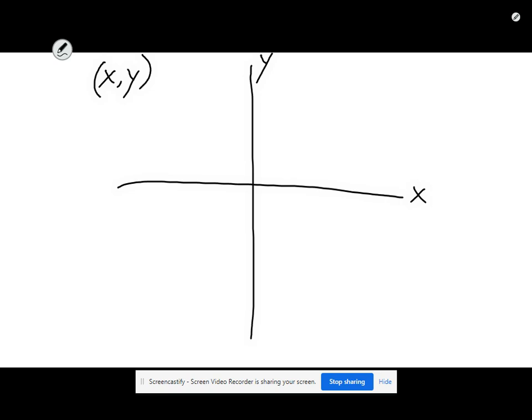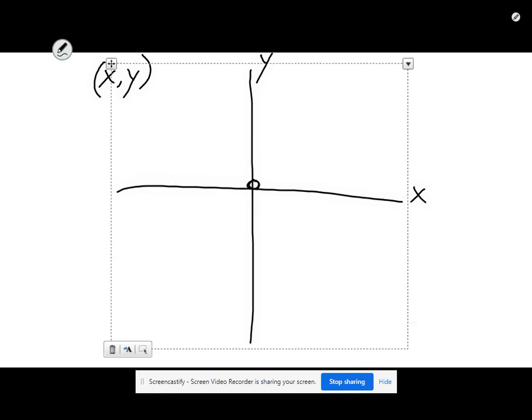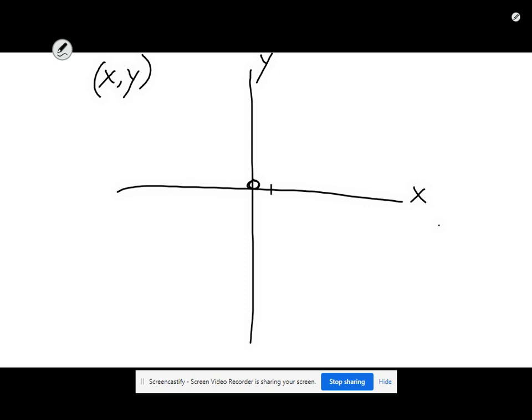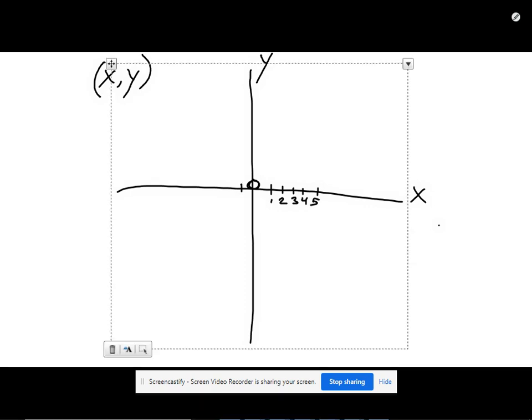What numbers are at the origin? Josie? Yeah. Right in the middle where the two intersect, that's where my zeros are. And then we go out from there. It goes positives to the right, negatives to the left.